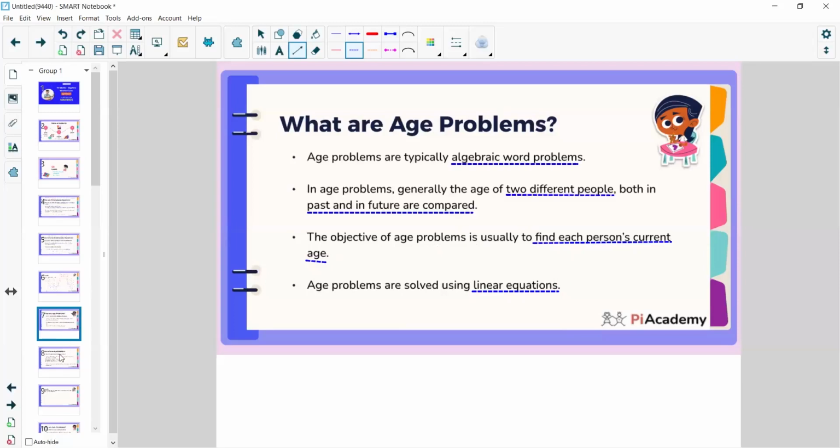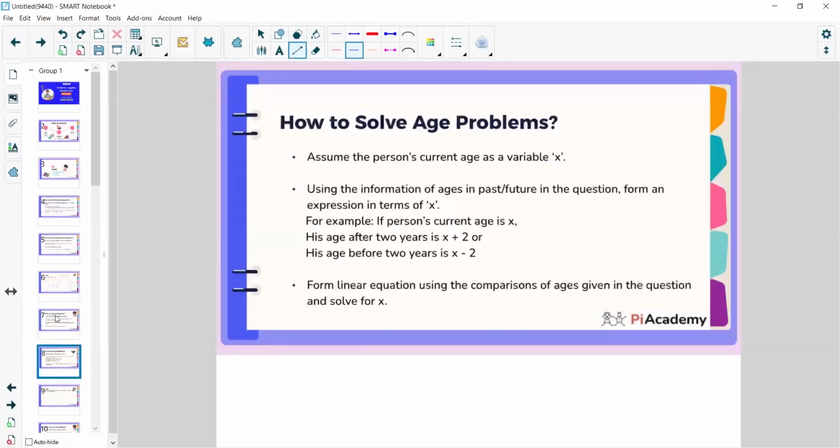Okay. Again, looking at the steps, how to solve age problems. First of all, you need to assume the person's current age as variable x. Again, you can use anything. You can use either variable y or z, that's up to your choice. Then using the information of ages in the past or future in the question, form an expression in terms of x. All right. What do you need to do? You need to use the info given in the question and form an expression.